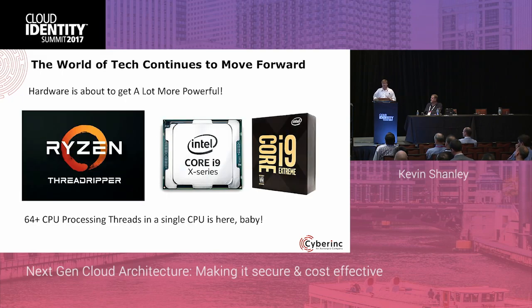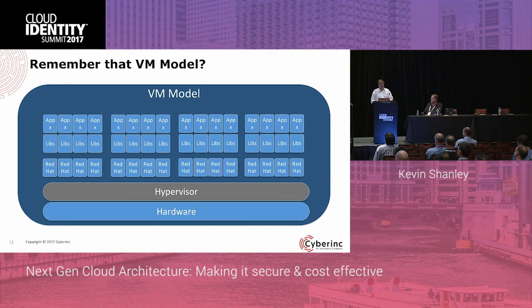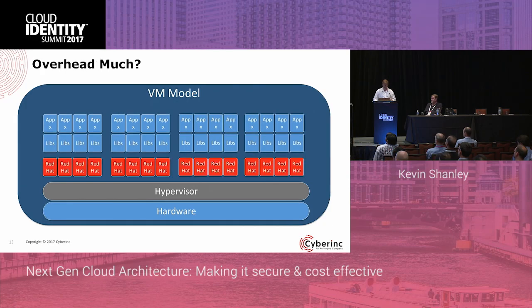Let's go ahead and build ourselves a server. And with the server, we'll take one new generation CPU that has 64 processing threads, and then let's take this one CPU server and put some virtual machines on it. And that's essentially what this is going to look like. This is going to be a hardware hypervisor, and then 16 operating systems running on top of that, and your app layer. Now, does anyone see any potential issues or overhead associated with this model?